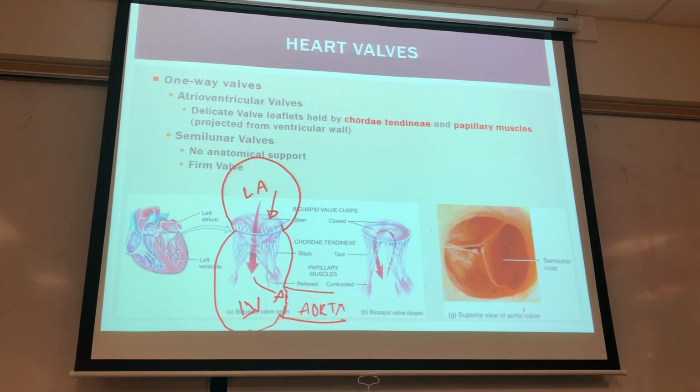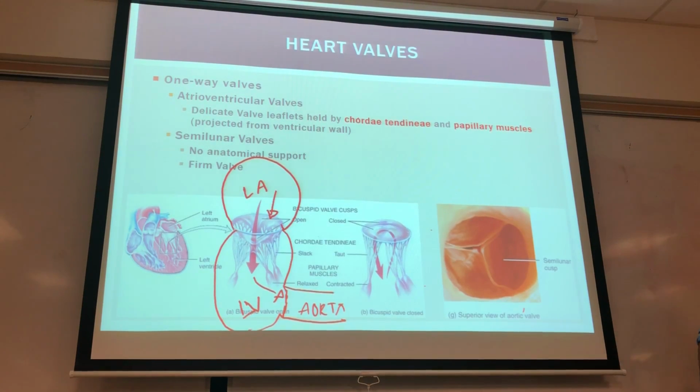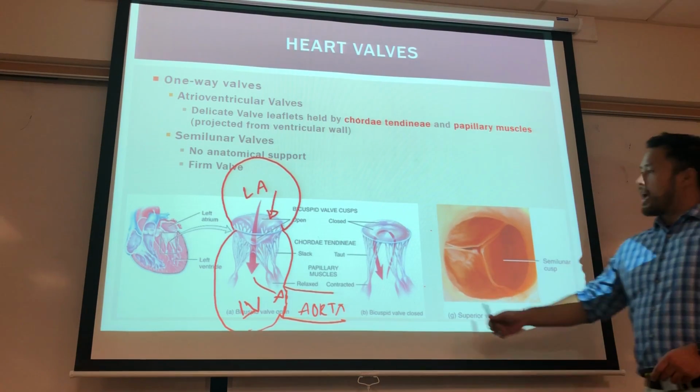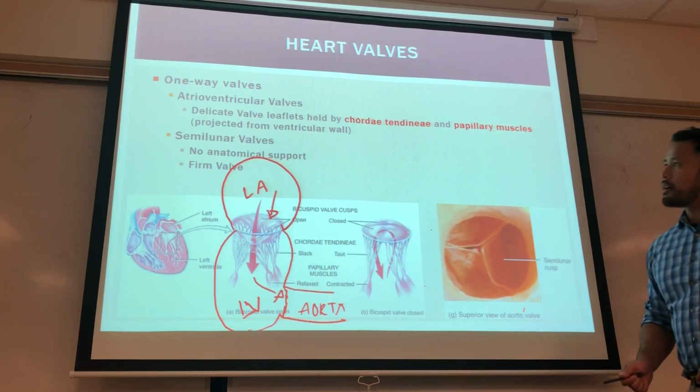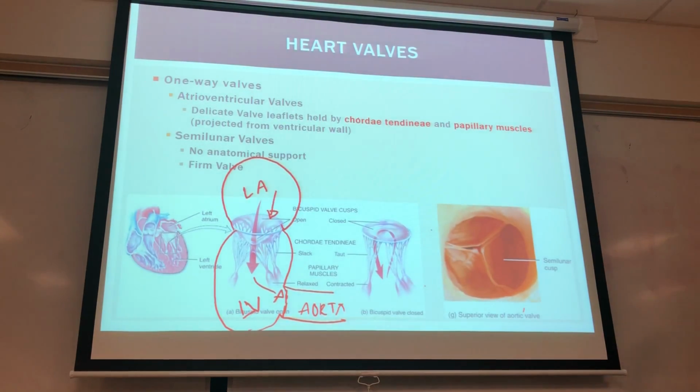Now, looking at the semilunar valves, both our pulmonary valve as well as our aortic valve, they actually don't have any anatomical support, meaning they don't have the papillary muscles, they don't have the chordae tendineae to hold them in place. Due to that lack of anatomical structures, the semilunar valves are typically the ones that need to be replaced more often, specifically the aortic valve.